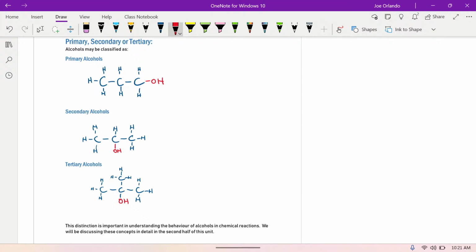All right. I look at these and I see that the one we call primary, the OH is stuck on an end, right? Whereas the one we call secondary, it's in the middle. So I think that's pretty easy to understand. If it's on the end, we'll call it primary. If it's inside, we call it secondary. I'm a little confused about what's going on with tertiary.